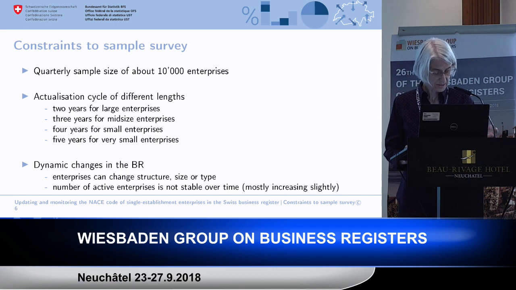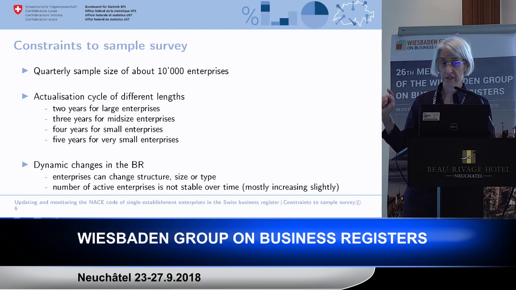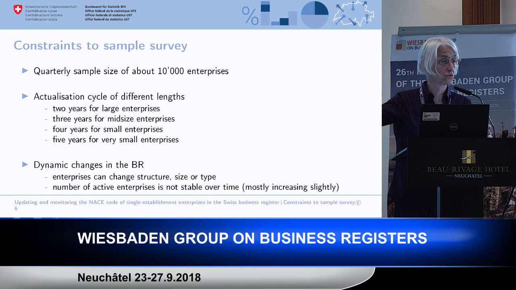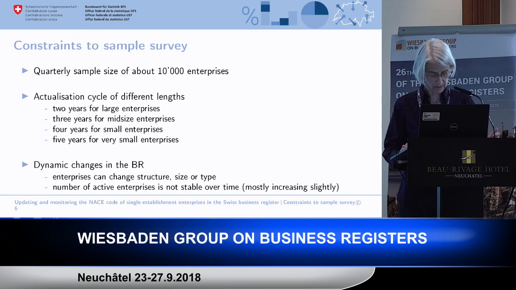And we have dynamic changes in the business register. The enterprises can change structure, size, or type. For example, a single establishment enterprise from the remainder part can go to the multi-establishment part, or vice versa. And the number of active enterprises is not stable over time, slightly increasing.